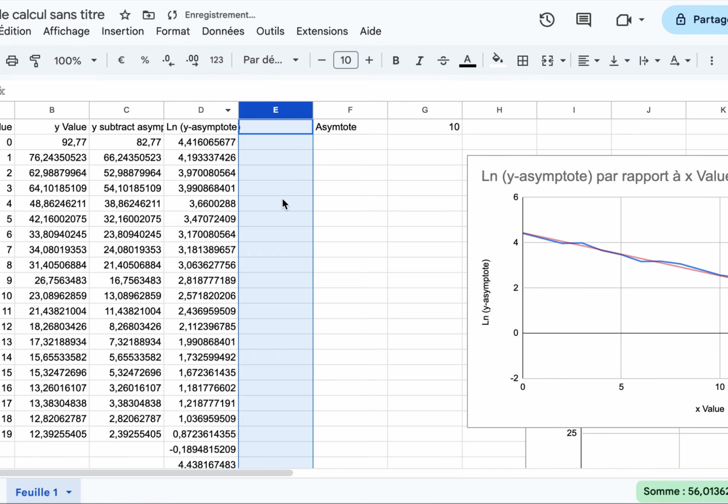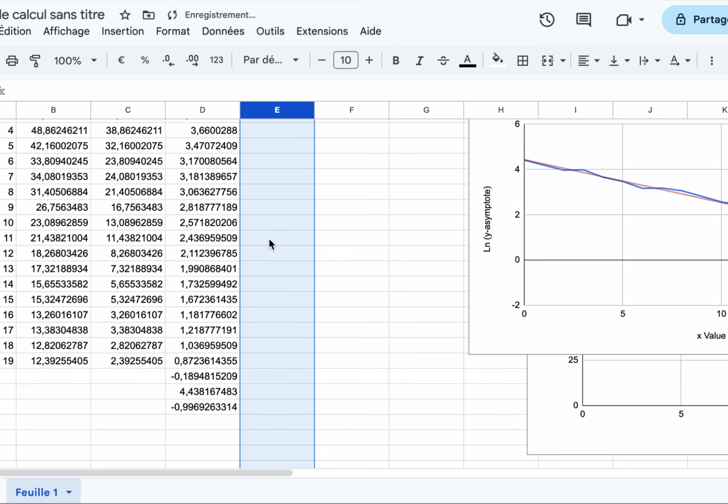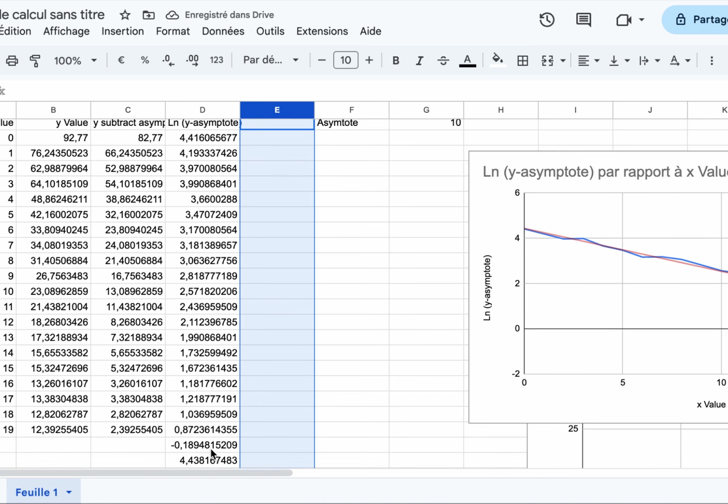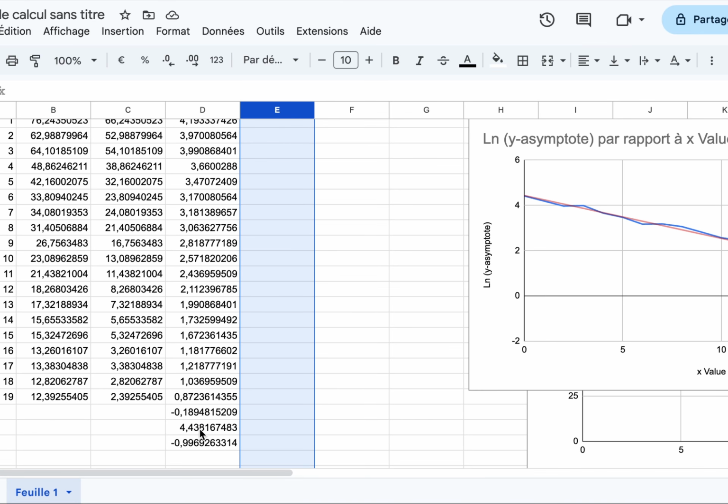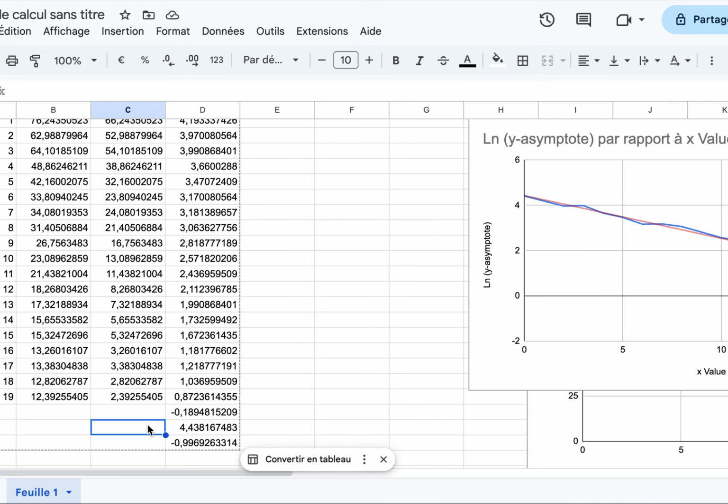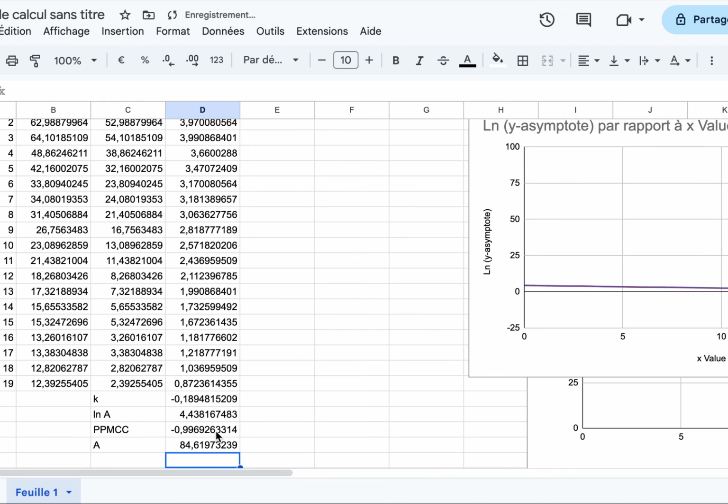Insert a column to the right. What would my equation be? This is log of the A value, so this is log of A. This is my K value. And this is Pearson's product moment correlation coefficient, so I know what they are. Let's find out what A is then. It should equal e to the power, which is exp in this language, exp of this. And I've got the A value now.